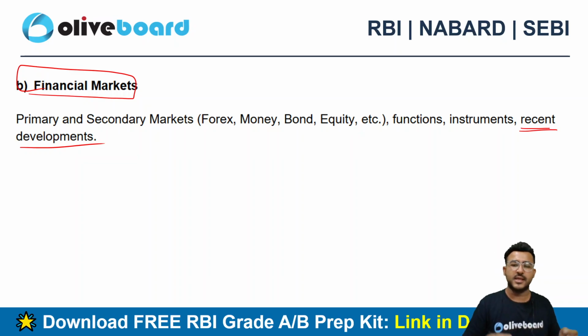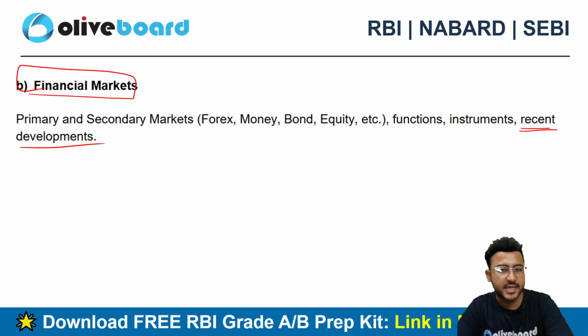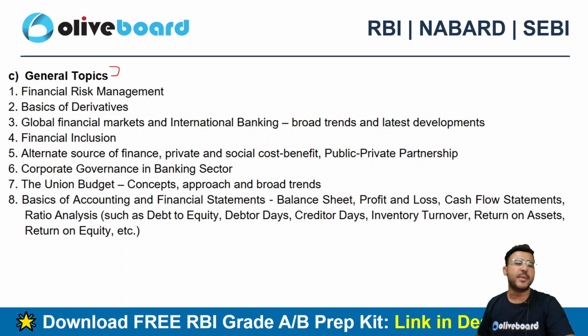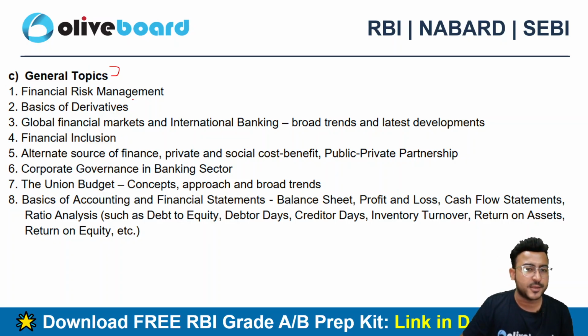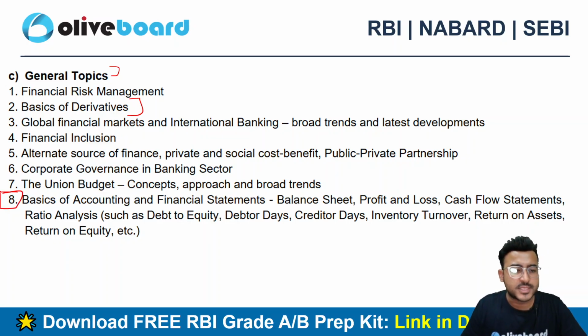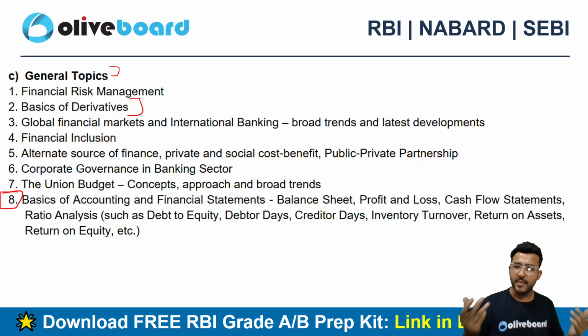So financial markets, again, a very big topic. In this, we will be studying primary and secondary market like forex, money market, bond market, and equity market, and so on, right? With the recent developments. Coming to the general topic, the most important chapter here will be basics of derivative, considering the recent developments in the derivative market. Then as a banker, you need to understand the financial risk management, financial inclusion, alternate source of finance. 8th topic, which can definitely give discomfort to multiple students who are not having the adequate background of accounting.